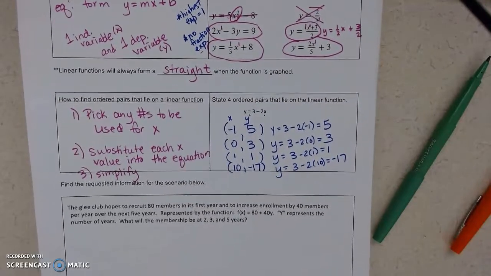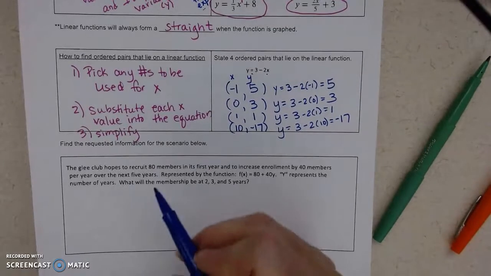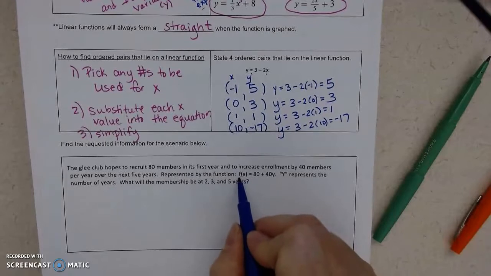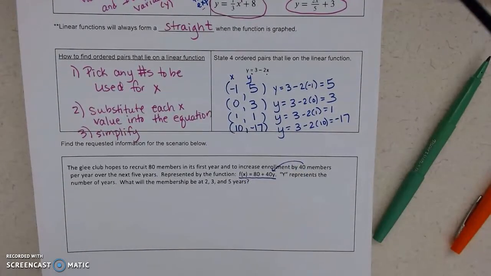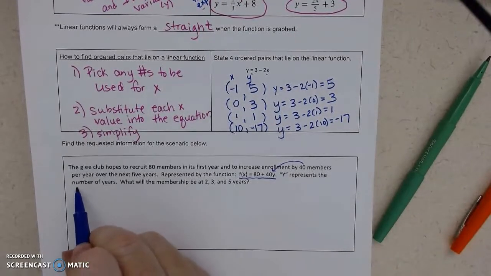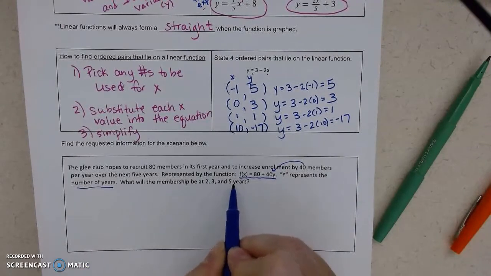All right, the last problems, they're going to give you a scenario. So the Glee Club hopes to recruit 80 members in its first year and to increase enrollment by 40 members per year over the next 5 years, represented by the function. So they're going to give you a function, and that's why you see some of the same numbers, because that's how they're getting them. Y represents the number of years. Okay, so what will the membership be at 2, 3, and 5 years?